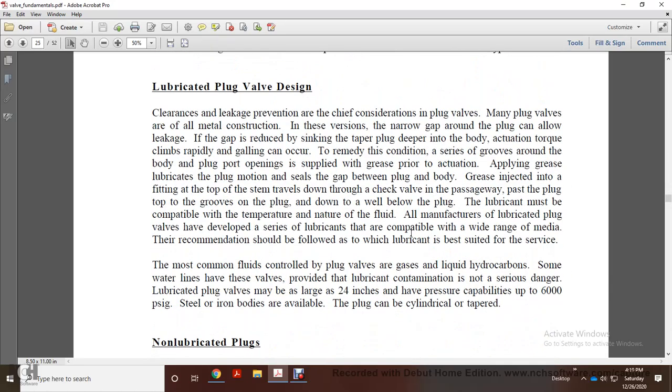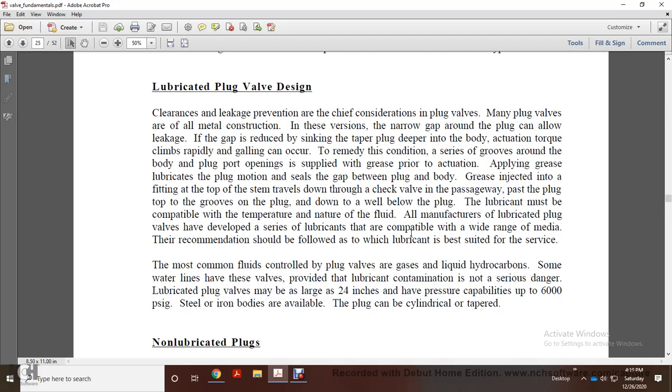Clearance and leakage prevention are the chief considerations in a plug valve. Any plug valve with all metal construction and narrow gaps around the plug can allow leakage. To reduce the gap, the tapered plug sinks deeper into the body. Actuation torque can climb rapidly and galling can occur. The remedy is a condition of serious grooves around the plug body and plug port, with openings for the supply of grease prior to actuation. Applying grease lubricates the plug motion and seals the gap between the plug and the body.